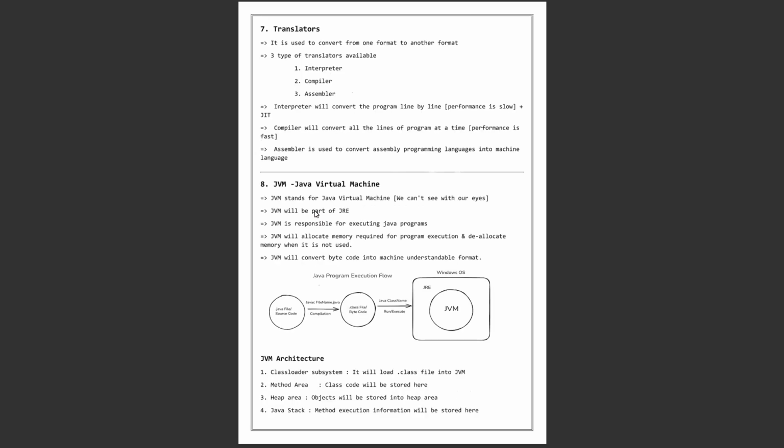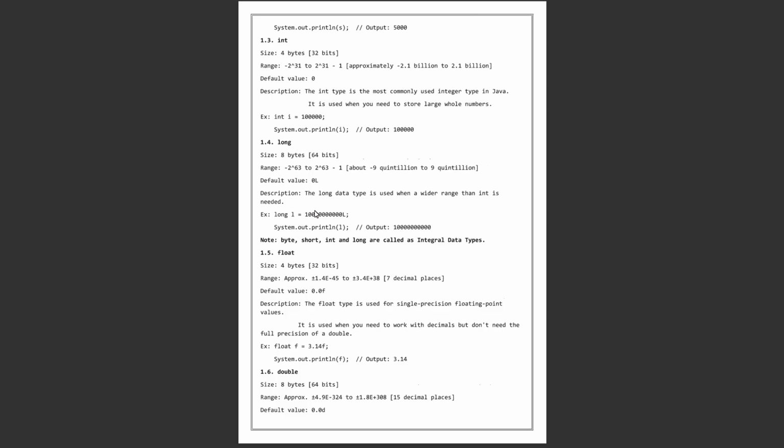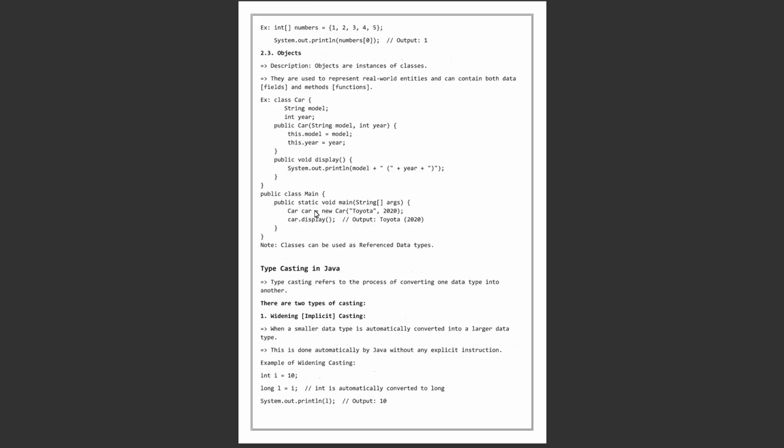So here comes the JVM again and the JVM architecture. JVM consists of the class loader and the method area, where the .class file will be stored, and all the internal things happen over here. So let's come to data types. There are two types: primitive data types and reference data types. Primitive data types are byte, int, short, long, float, double, boolean, and character. Now coming to reference data types: string, arrays, and objects are known as reference variables. So we have completed our session till here.